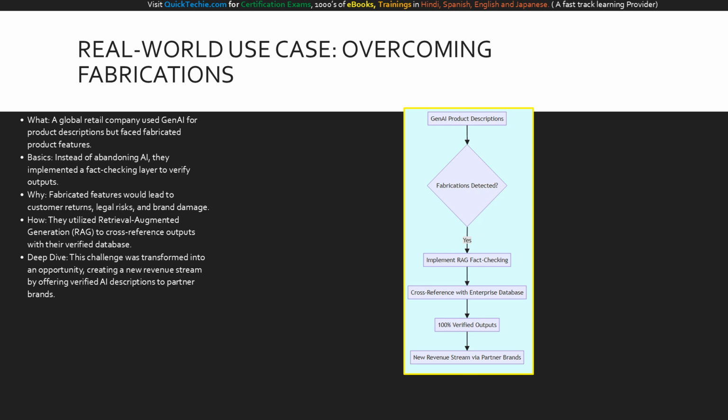Deep diving into the business value, this retailer did not just fix the problem, they transformed a massive challenge into a lucrative opportunity. Because their descriptions were now highly accurate, they launched a new service offering verified AI-generated descriptions to their partner brands, creating an entirely new revenue stream.